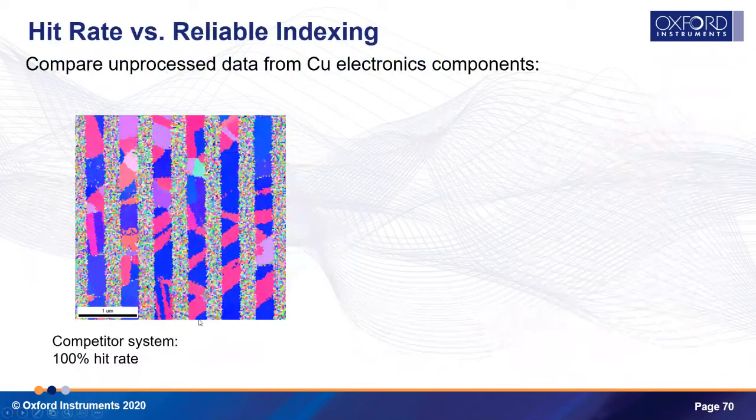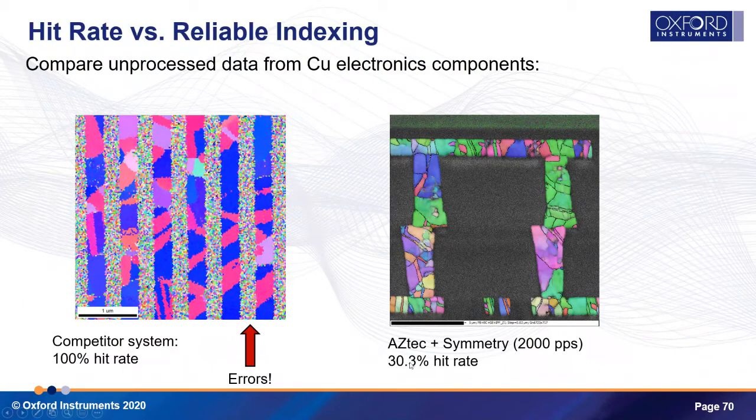So, here's an example with an apparently 100% indexing rate or hit rate, but in fact, these regions here are just randomly indexed. Really, they should be blank. Better, I think, is to only index that which indexes within certain parameters. So in this particular case, these regions have not been indexed at all because they do not belong to the phase that we have indexed.